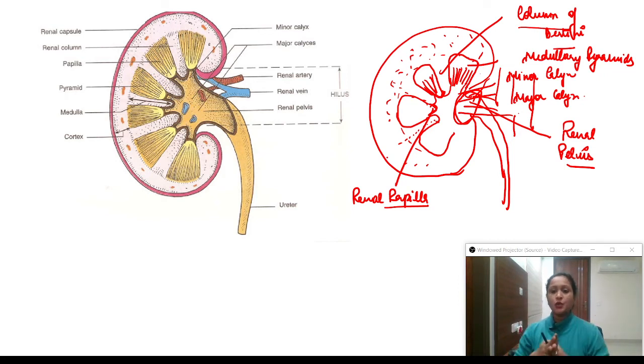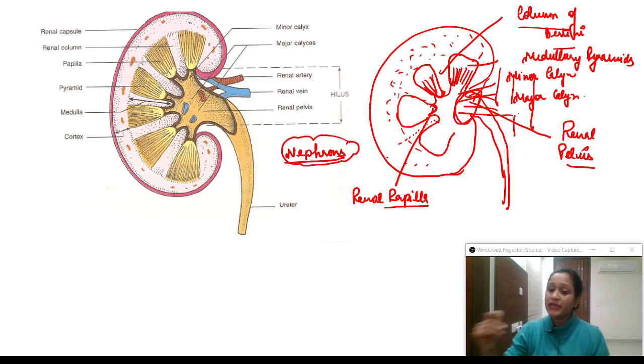Now in the kidney you will find a functional unit, which we call nephrons. Nephrons are going to filter the blood. Millions of nephrons are present in each kidney, and these nephrons are the functional unit of the kidney.